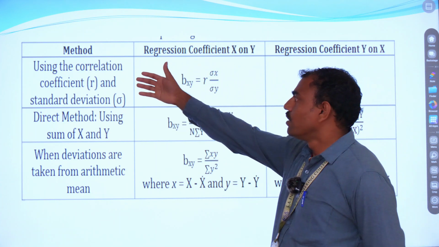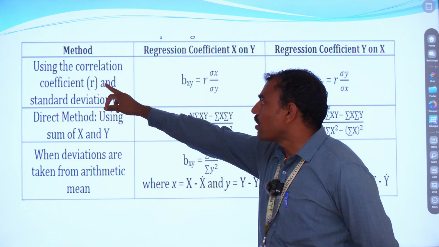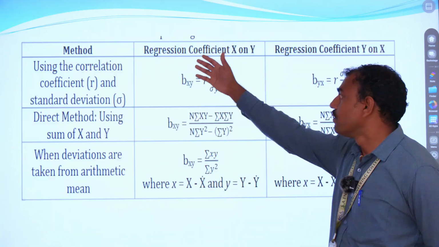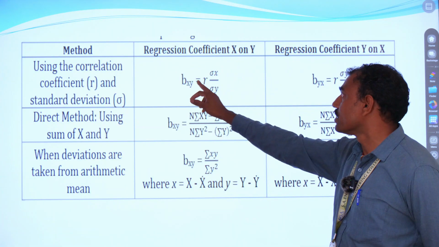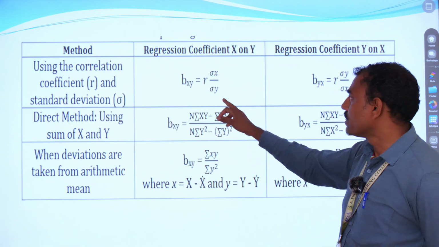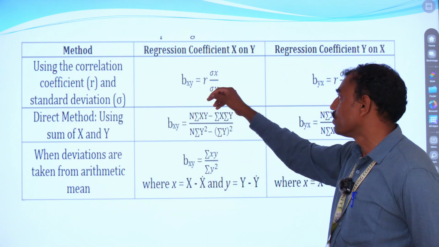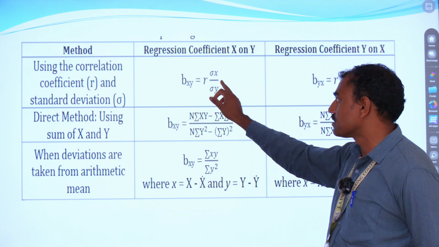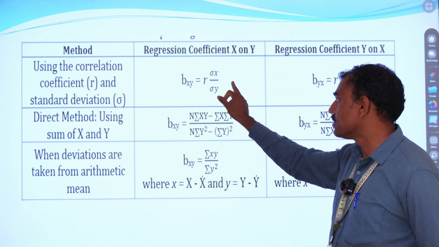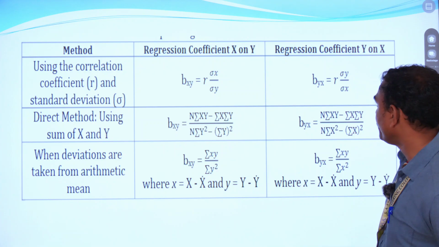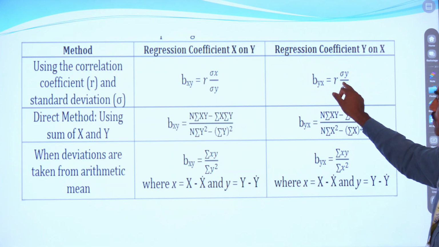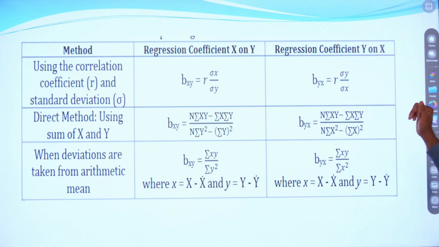The first method uses the correlation coefficient. So r is given and standard deviation is given, and we find the regression coefficient of x on y, that means bxy. So bxy equal to r into sigma x divided by sigma y, where sigma x and sigma y are given. Here the regression coefficient of y on x means byx equal to r into sigma y by sigma x.